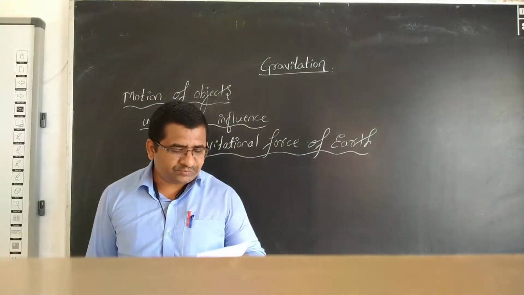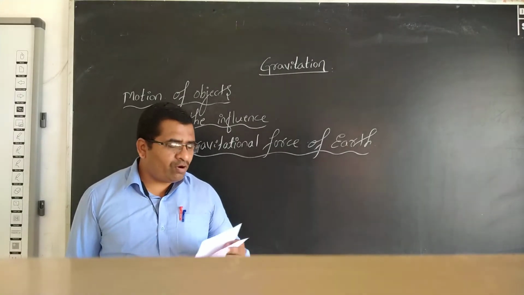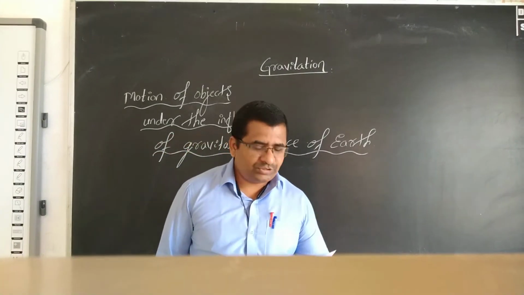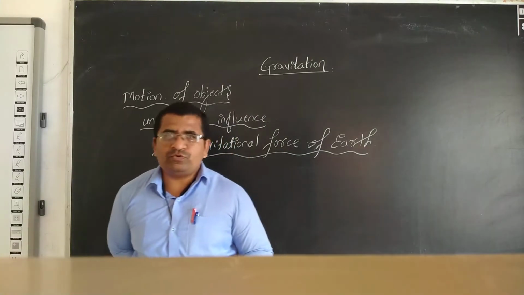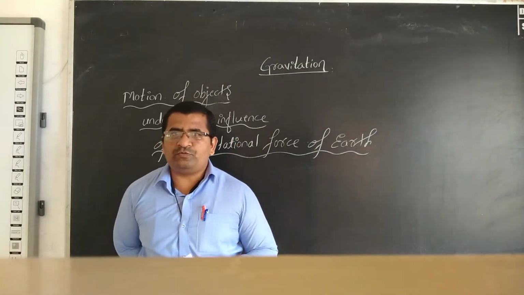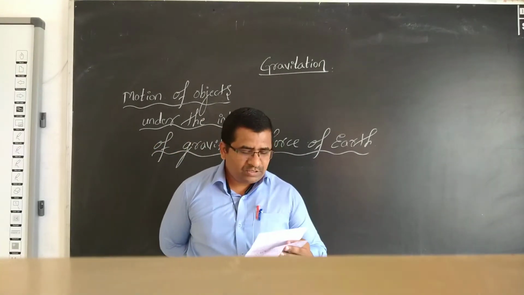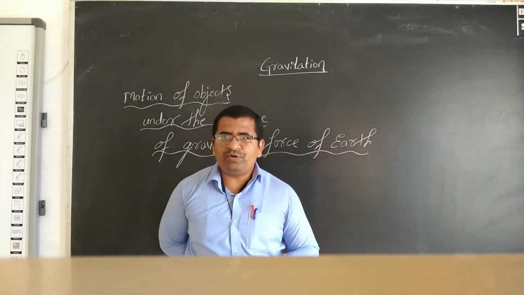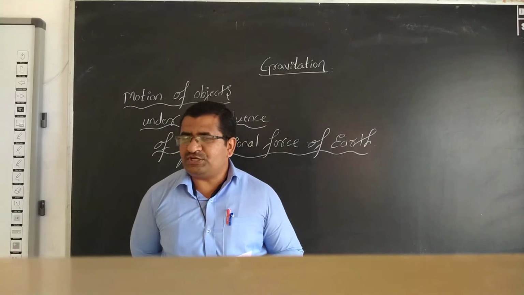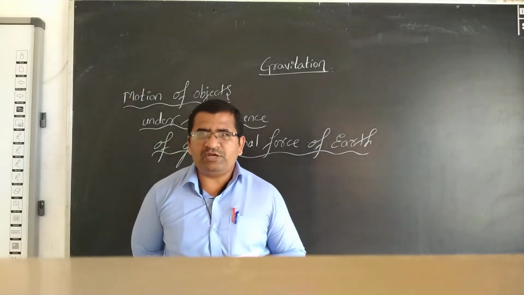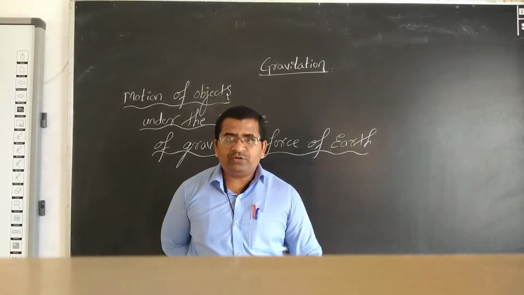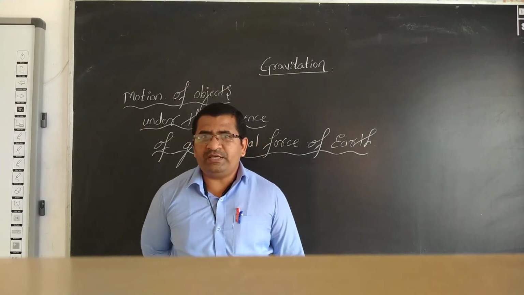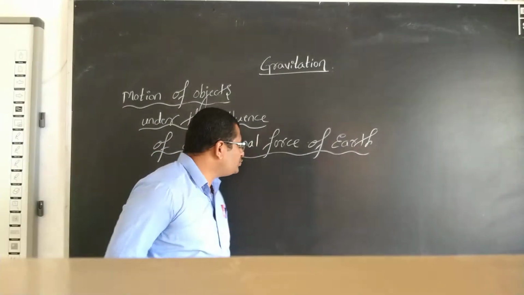of the earth. Students, we have already studied in the lesson motion that the equations of motion of an object which is uniformly accelerated, that means velocity is changing by equal amounts in equal intervals of time, and those equations are mainly three types.